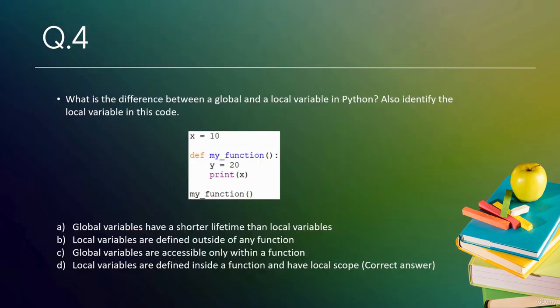Moving on, we say what is the difference between a global and a local variable in Python, and also identify the local variable in this code. So you have four options. We did this one too. We understood the difference and it should be fairly simple for you guys.